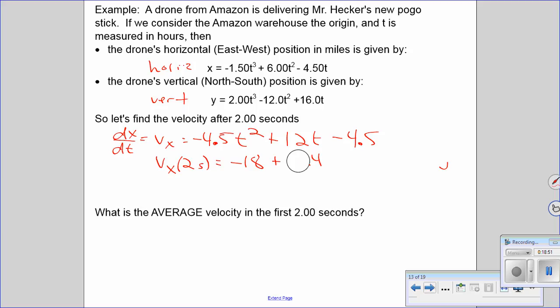Oh, sorry, positive, thank you. I'm starting to get nervous. 24, and then minus 4.5, right? So what's that going to give me? 1.5, I think?